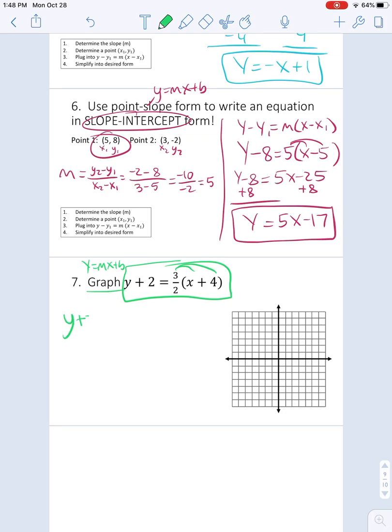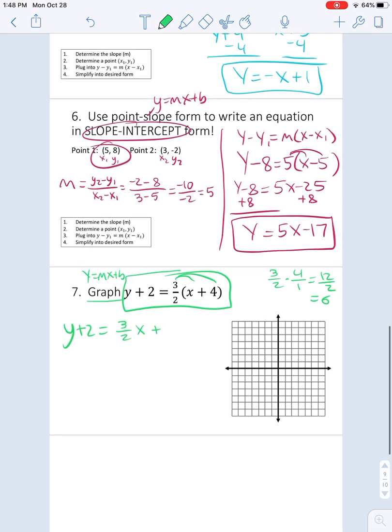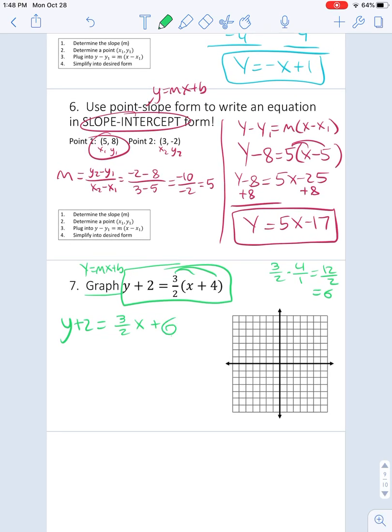But we're going to have y plus 2 equals 3/2 x plus 3/2 times 4, which if you need to do it off to the side, 3/2 times 4 over 1 equals 12 over 2, which equals 6. You could also use a calculator for that. But when you take 3/2 times 4, you get 6. And now I'm just going to subtract 2 from both sides. And we're going to get y equals 3/2 x plus 4.